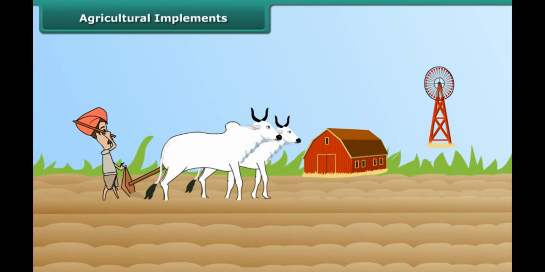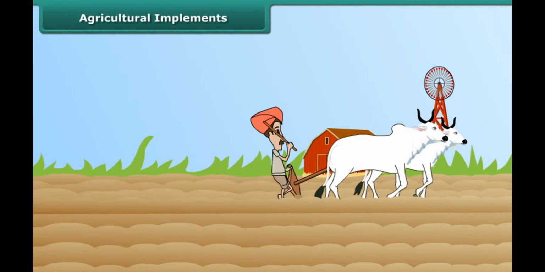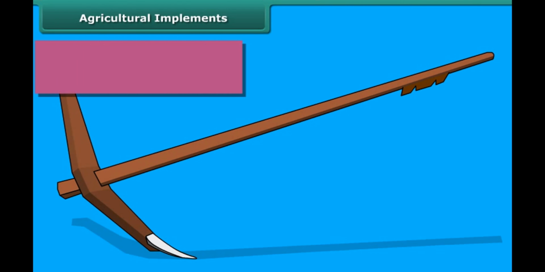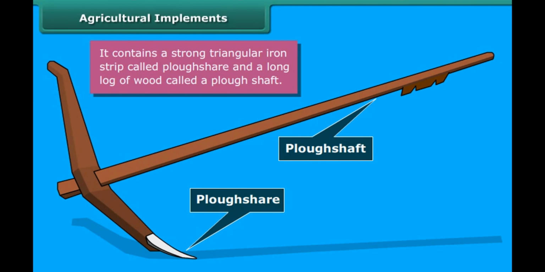Now look at this farmer. He is plowing the field. As we can see, the plow is made of wood. Let us see its structure. It contains a strong triangular iron strip called plowshare, and the main part of the plow is a long log of wood called plow shaft.